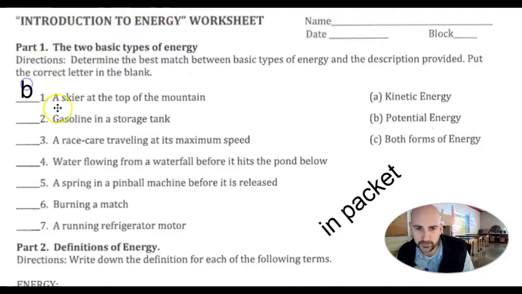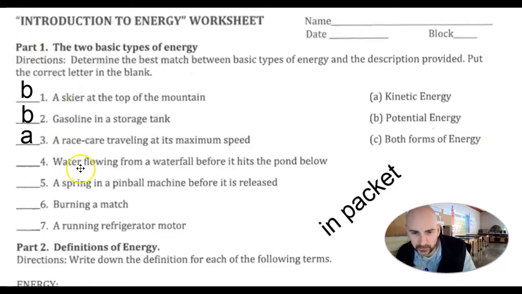That's your potential. Gasoline in a storage tank, that's potential because it's not in motion, nothing's happening, it's not being used, it's just being stored. Stored energy is also what we call potential. A race car traveling at its maximum speed, kinetic energy, it is moving. The energy of motion is kinetic. All right, how you doing so far?